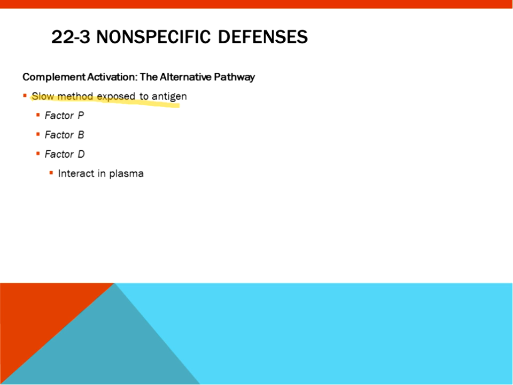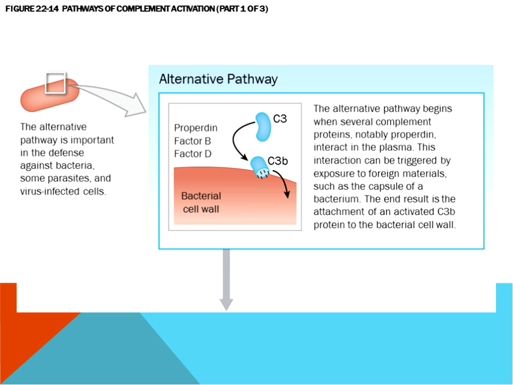The alternate pathway is a little bit slower method of activating the complement. And when we say slow, this is relatively speaking. Keep that in mind, that it's not going to be like 45 minutes slow or anything like that. But it's slightly slower. And this is where the properdin, B, or D factors that are present on a bacteria will activate this pathway of complement. So the alternate pathway is important because some of these bacteria, parasites, or virus-infected cells are going to have these different factors on there.